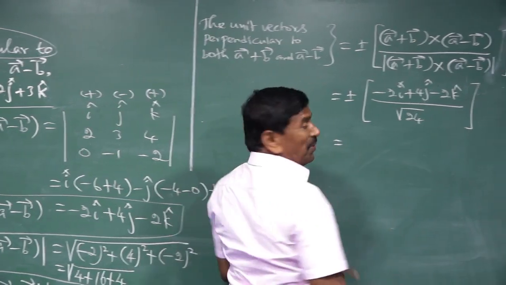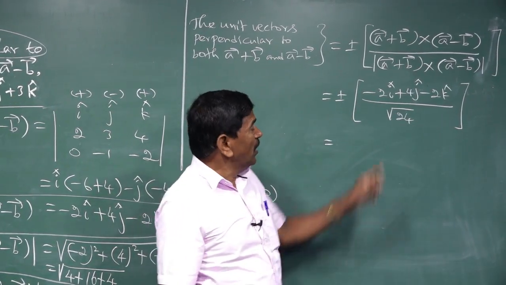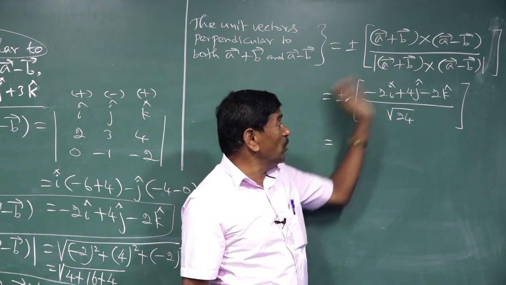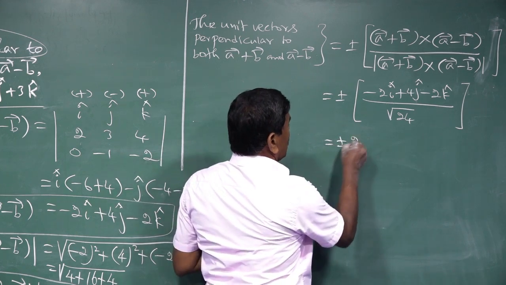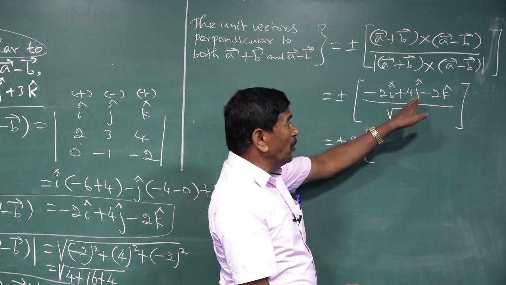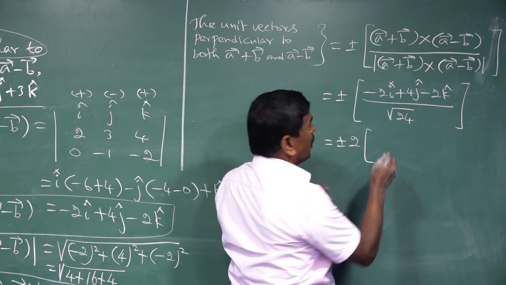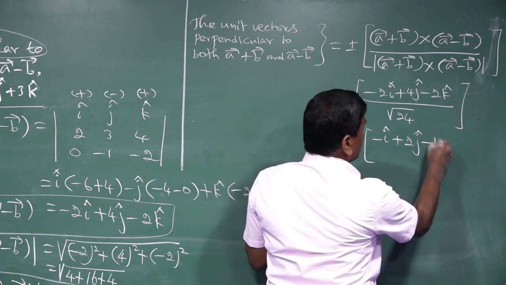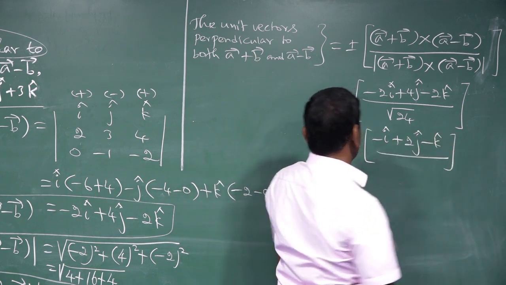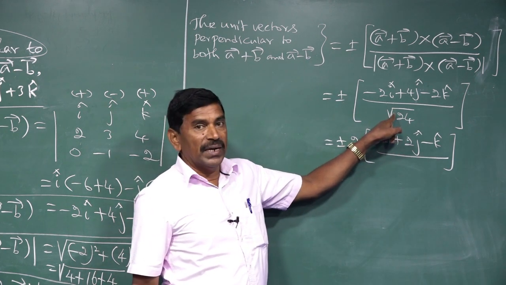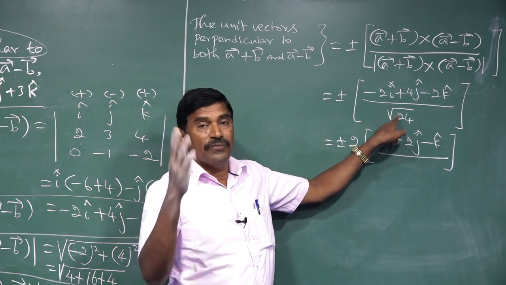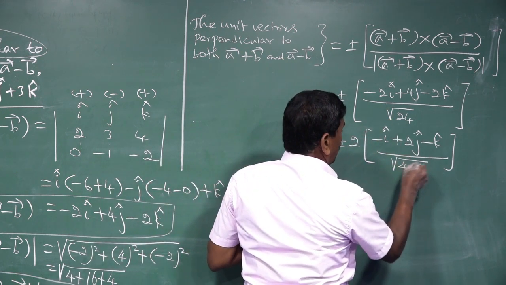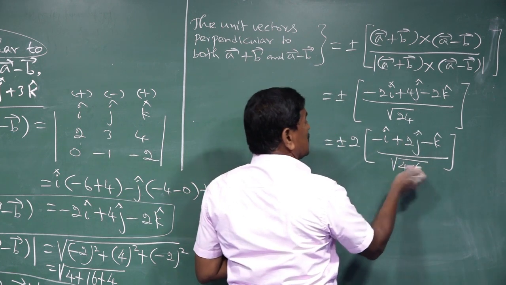Now, simplification yourself. Very good. From the numerator, 1 2 is 2, 2 2 are 4, 2 1 2 is 2. So 2 is common. So plus or minus 2 into square bracket. From the numerator, 2 is common. What is remaining? Minus i cap plus 2 j cap minus k cap. Complete the bracket, divided by. What is the denominator? 24 is equal to 4 6 are 24. We can simplify: square root of 4 times 6. 4 6 are 24, 6 4 are 24.